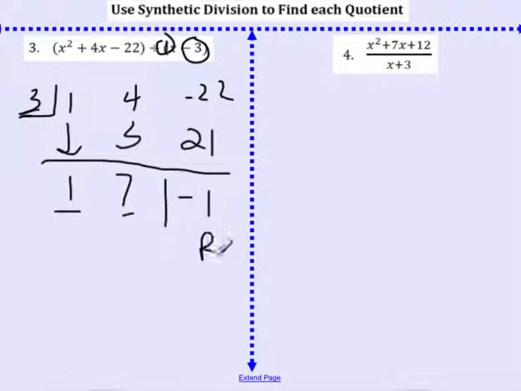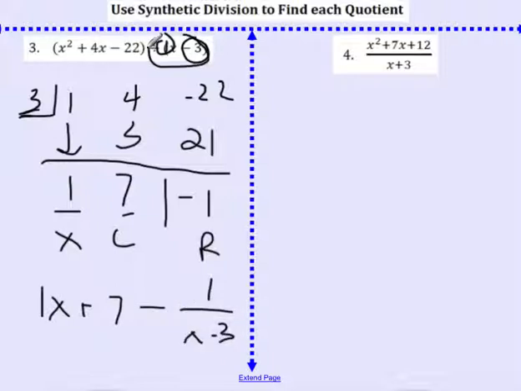So again, this is our remainder, our constant, and our x term. So I'm going to have 1x plus 7 minus 1, and since it's the remainder, I need to divide it by my original divisor, which is x minus 3.